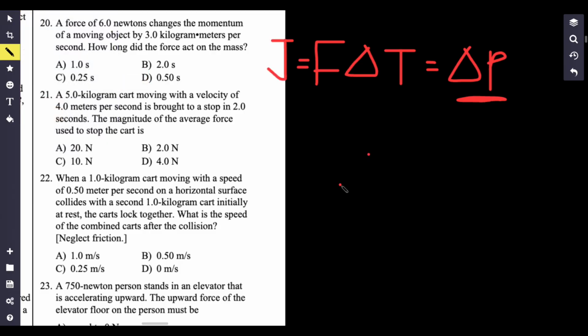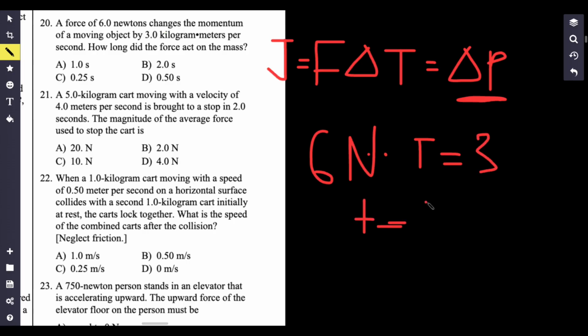I don't know why it has the unit J. We know that the force is 6 newtons. We're trying to find the change in time. But we do know that the change in momentum is equal to 3. Therefore, the time is 3 divided by 6, which is 1/2 second or 0.5 seconds. So number 20 is going to be D.